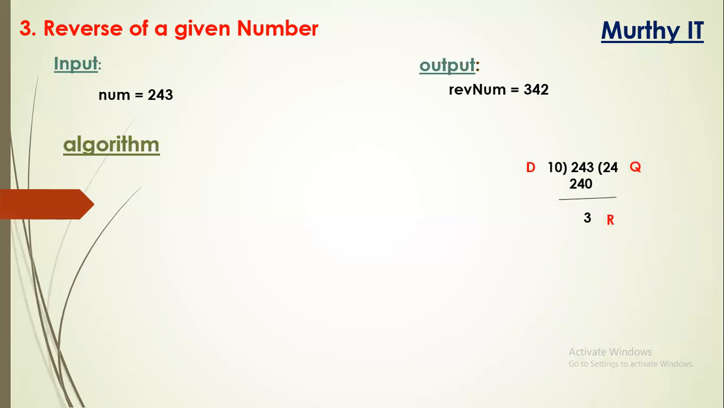So here I want to get this 3 out of this 243. Then what we need to do? We need to divide. So we can say 243 by 10. Here 10 will be the divisor, 24 will be the quotient, and 3 will be the remainder.